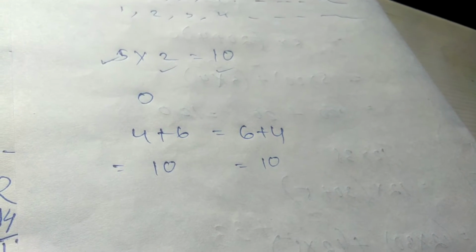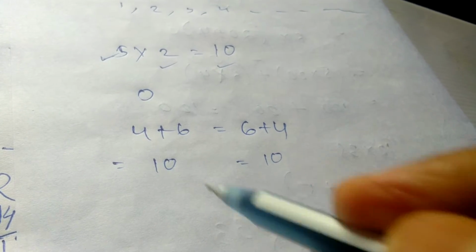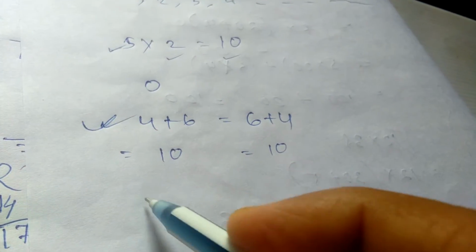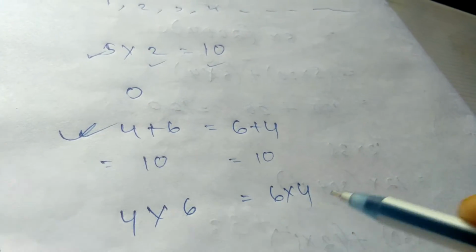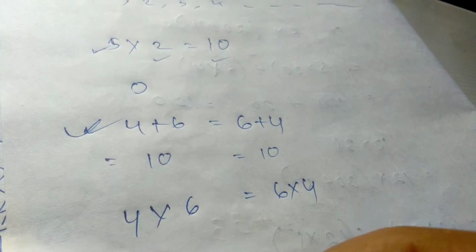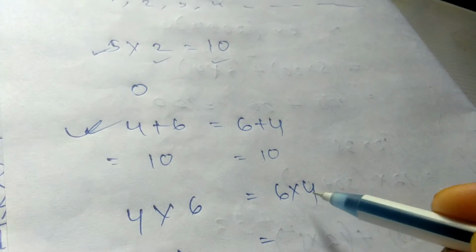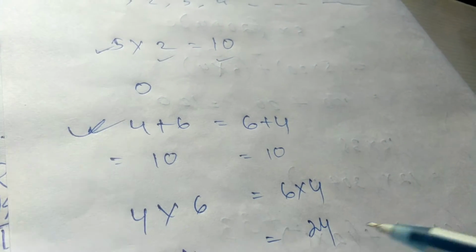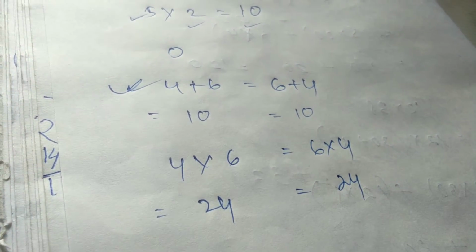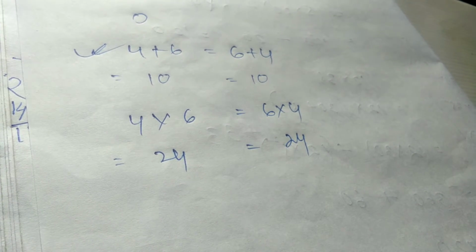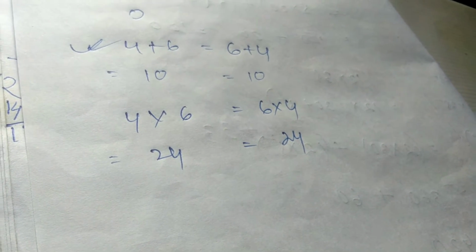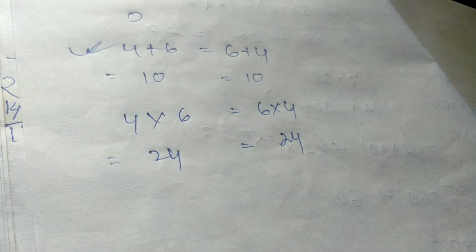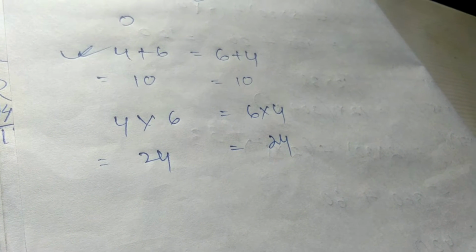In the same way, we can multiply two whole numbers in any order. If I take the same example, 4 into 6 is equal to 6 into 4. 4 into 6 will come 24, and 6 into 4 will come 24 again. So we can say that we can multiply two whole numbers in any order. That is our second property, commutativity of addition and multiplication.